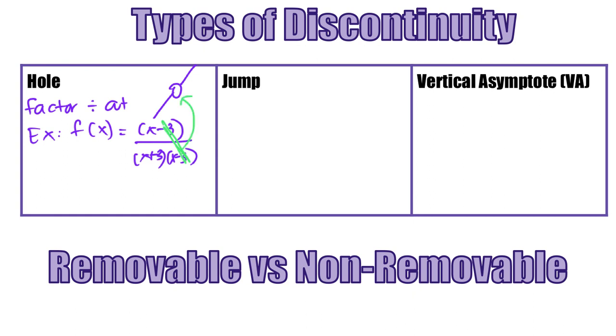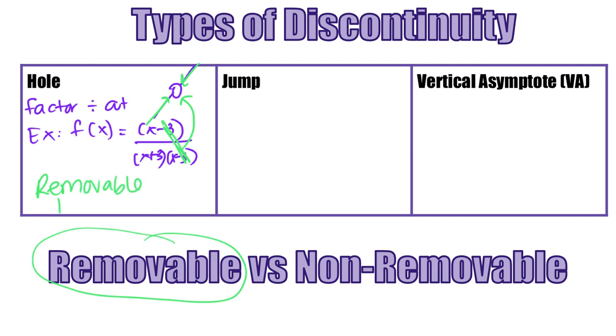What I want you to notice about the graph is if I asked you for the limit as we approach that open circle, as we approach that hole, the limit is still going to exist because what's happening to the left and what's happening to the right of the graph are the same. So even though the function is not continuous at that value, the limit still exists, and that is what it means to be removable. So a hole is a removable discontinuity because the limit still exists.